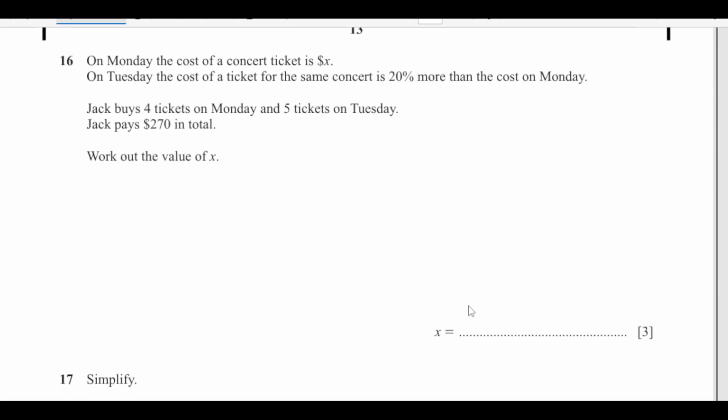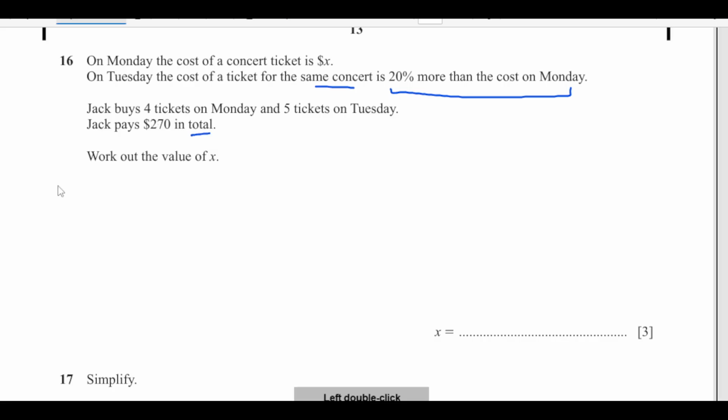Now number 16, on Monday the cost of concert tickets is $X. On Tuesday the cost of a ticket for the same concert is 20% more than the cost on Monday. Jack buys 4 tickets on Monday and 5 tickets on Tuesday. Jack pays $270 in total. Work out the value of x.